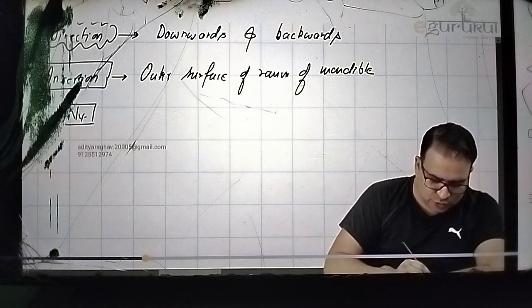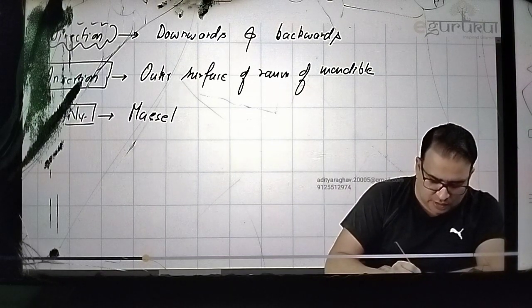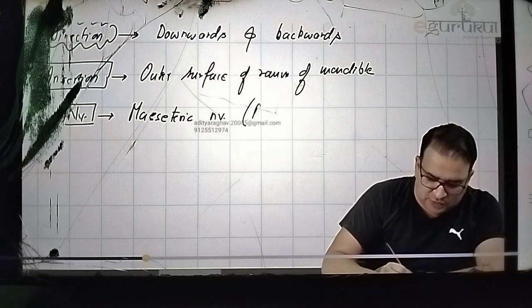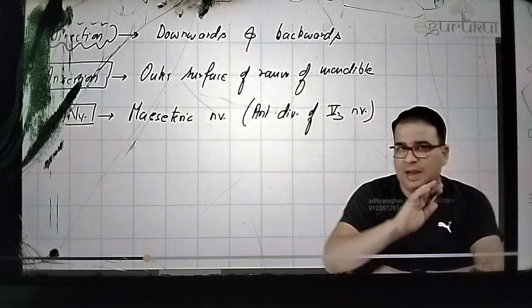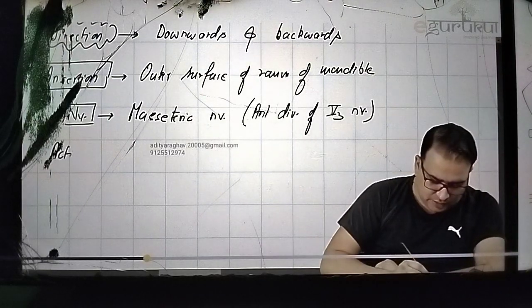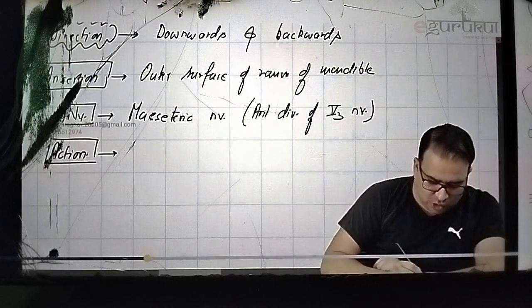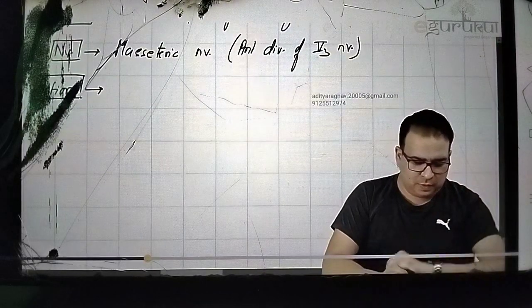Nerve supply, same story. Nerve to masseter, or masseteric nerve, and this masseteric nerve is also coming from the anterior division of the mandibular nerve. Anterior division of mandibular nerve. And finally, action. Now, before we talk about the action, guys, let's very quickly draw this thing.